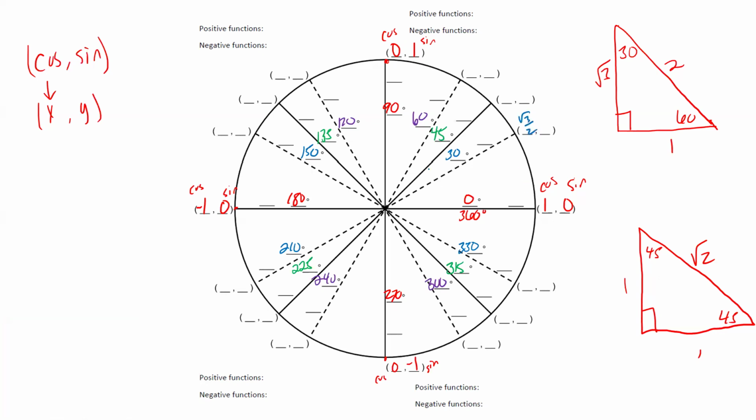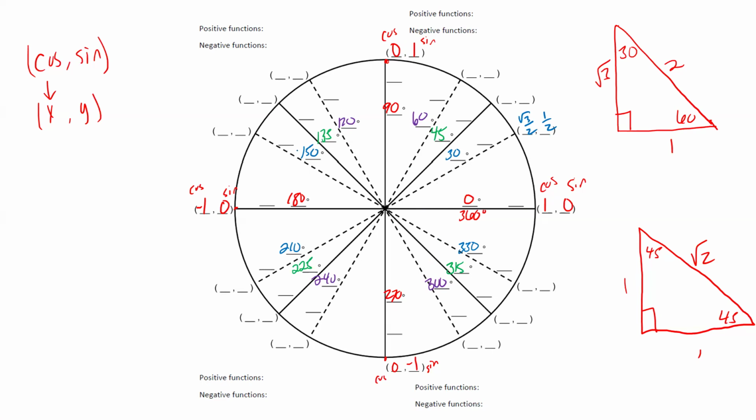Okay, so now I need to know the sine of 30. The sine of 30 means opposite over hypotenuse. What's my opposite? What's my hypotenuse? 2. So the ordered pair for 30 on a unit circle is square root of 3 over 2 and 1/2. This ordered pair applies to all angles that have a reference angle of 30. But you have to pay attention to where they fall. So every angle that has a reference angle of 30 is going to have the ordered pair square root of 3 over 2 and 1/2.